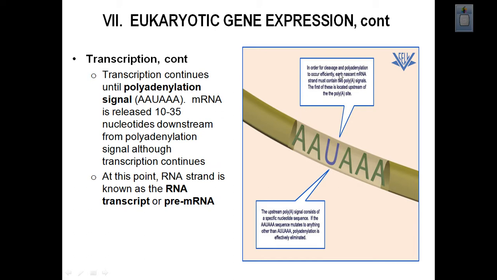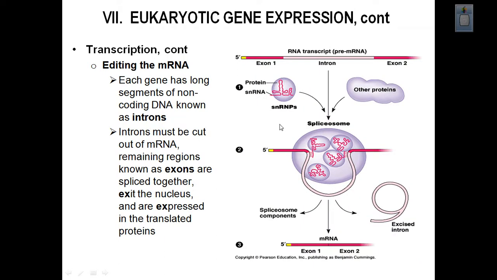In order for cleavage and polyadenylation to occur efficiently, mRNA must contain a couple of poly-A signals, and they're located upstream to the poly-A site, which is where the tail is going to be added. At this point, the RNA is known as the prescript or pre-RNA, and then we're going to do some other stuff to it, which is what we've talked about as well.